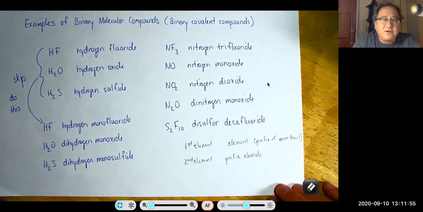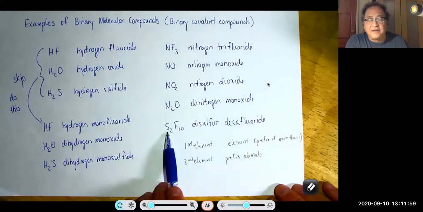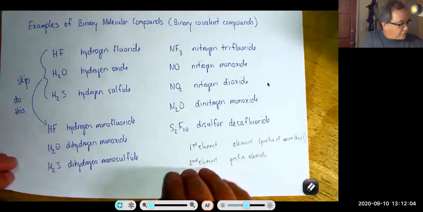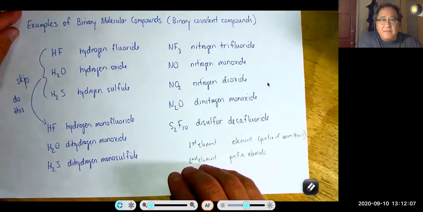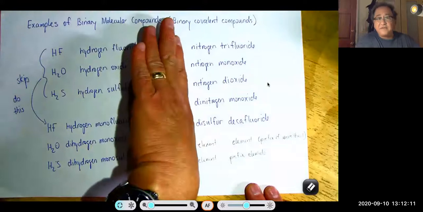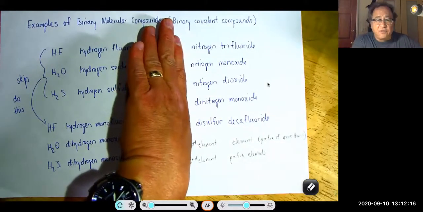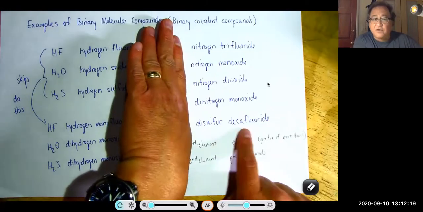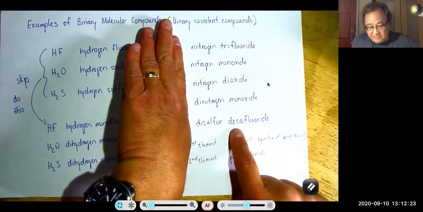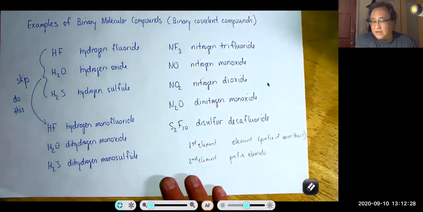So you're wondering, why aren't there more examples with a whole bunch of elements in the front here? And the answer is because they're uncommon. Okay, so those are examples of binary molecular compounds. Likewise, if I were to cover up the formula and gave you the name, you should be able to come up with the formula. So if we look at disulfur decafluoride, you should know that that's S2F10. Good. All right, so that's the end of this lecture. We'll continue on next time with ionic compounds.